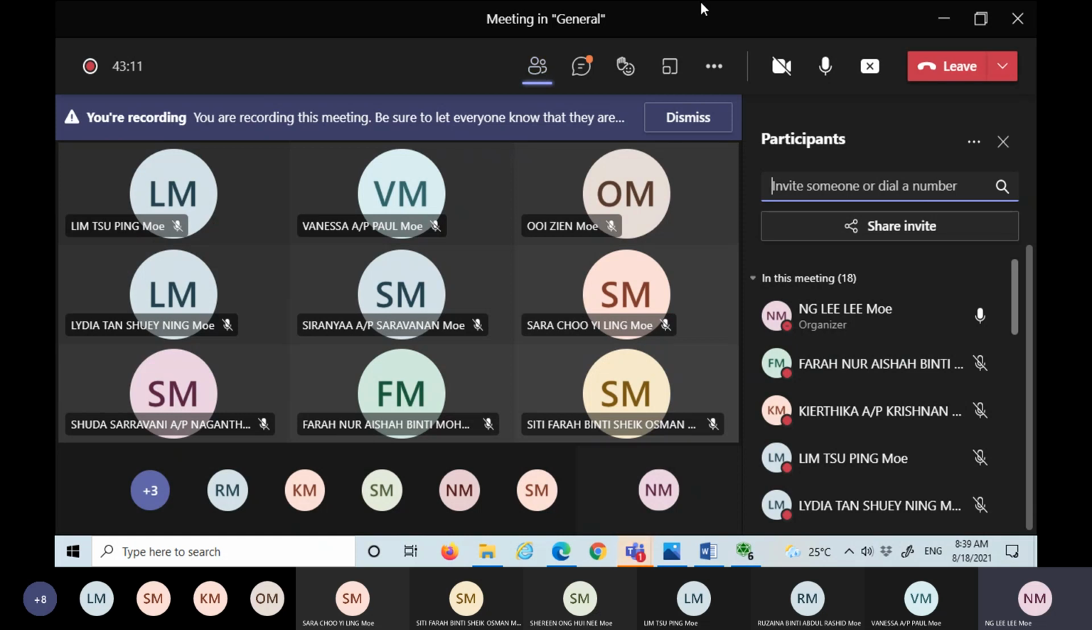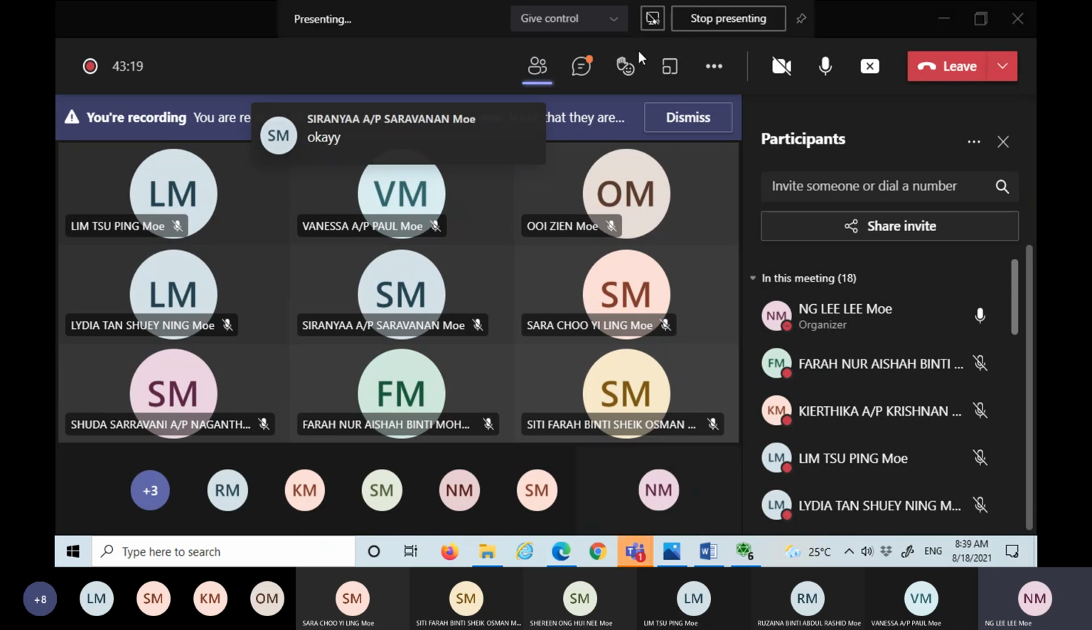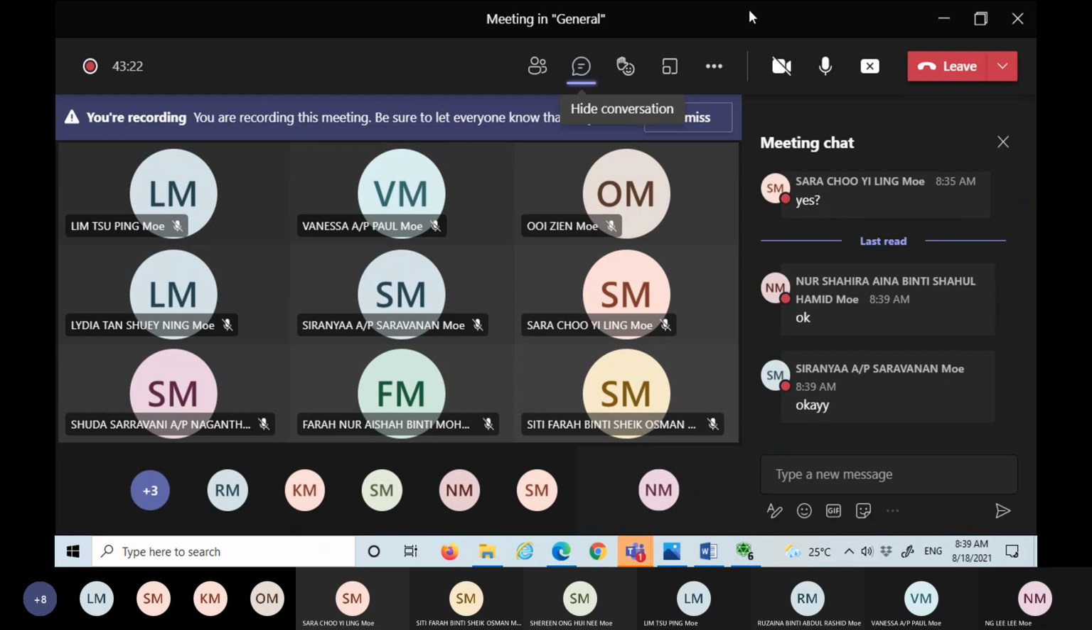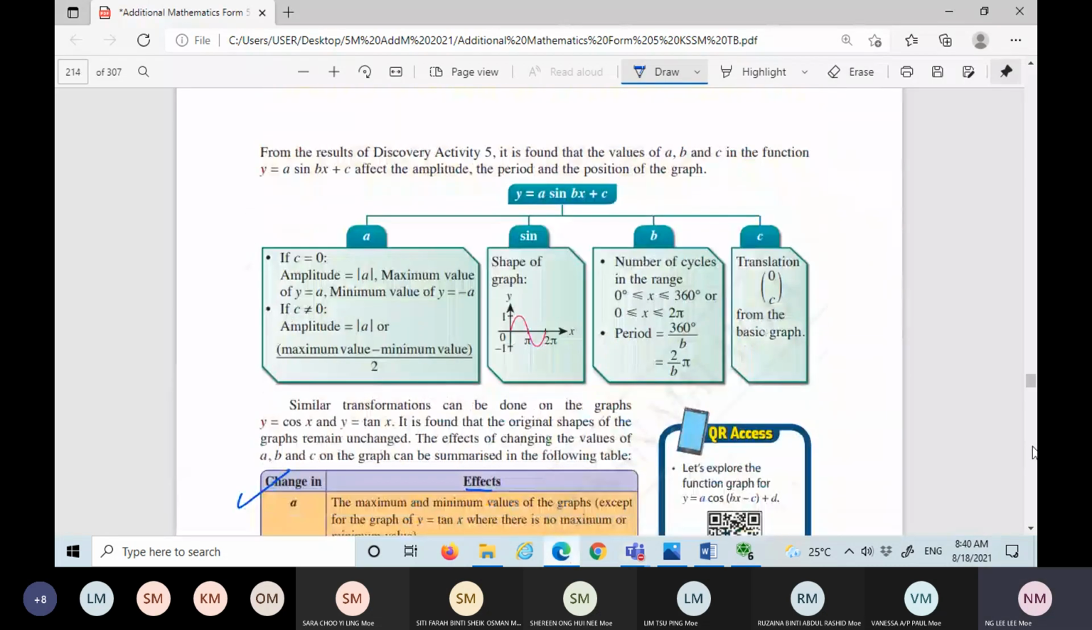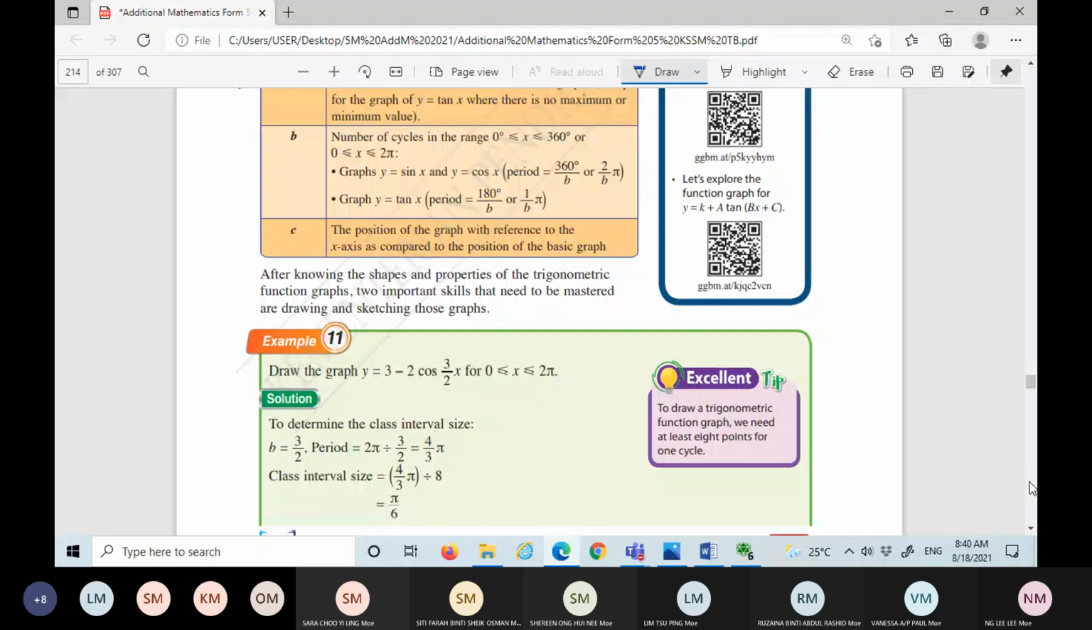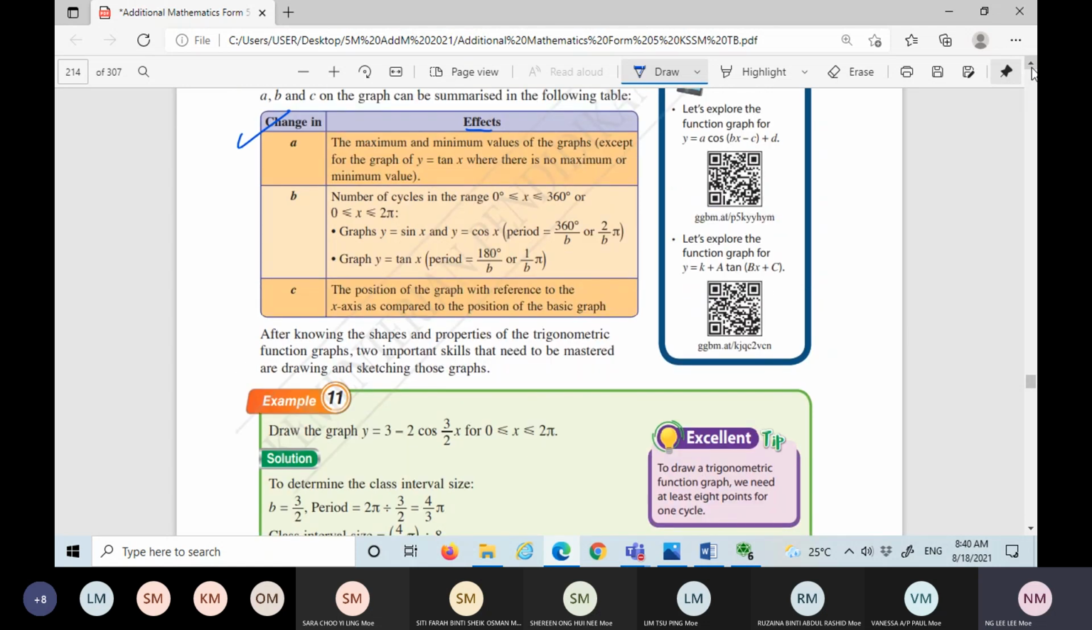Okay, so now we try to go through a few more graphs, so that you get ready to do it tomorrow. Okay, we look at this graph. We don't look at the solution in the textbook; we don't follow the solution in the textbook. So you look at this graph.